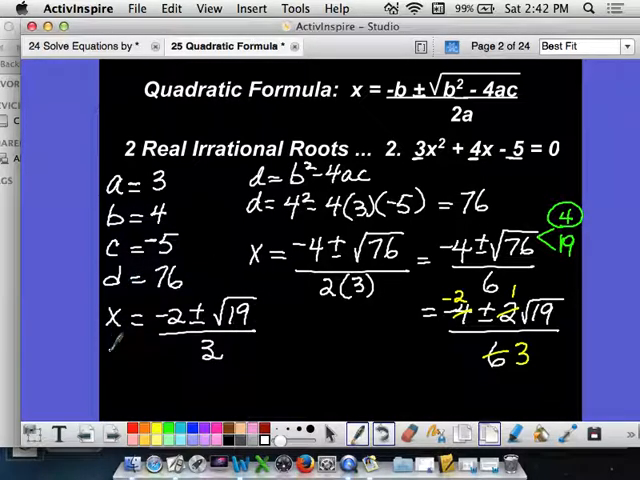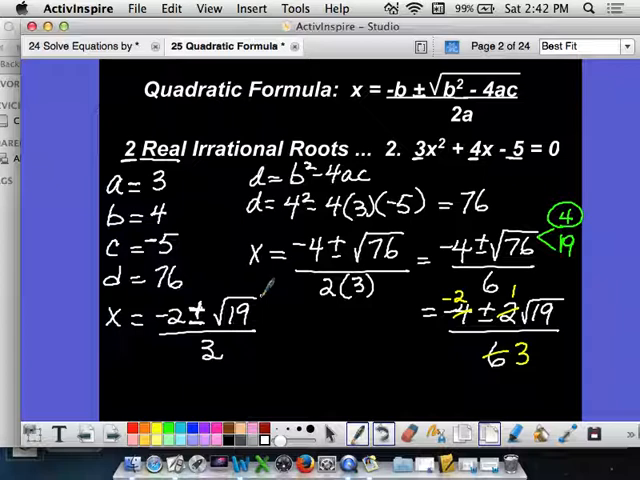Now notice that there are 2 answers because I have 1 plus and 1 minus. So there's 2. They're real because it's not imaginary, but they're irrational because I have the square root of 19. Sometimes on some tests they'll ask you for the decimal value. I won't. I like this exact value. This is an exact value.